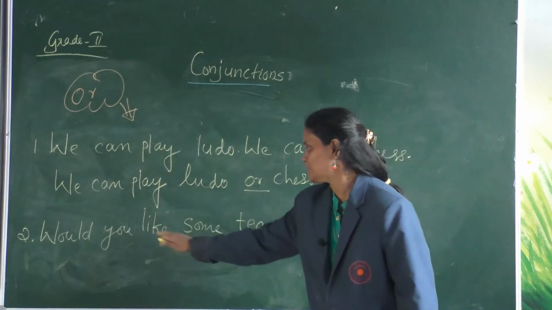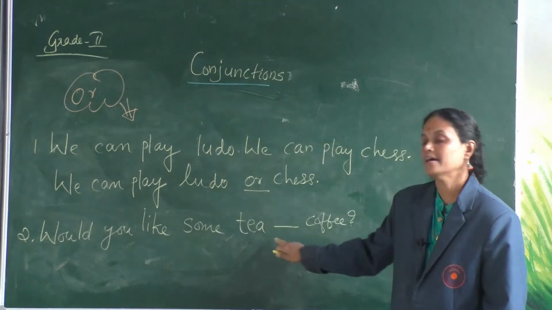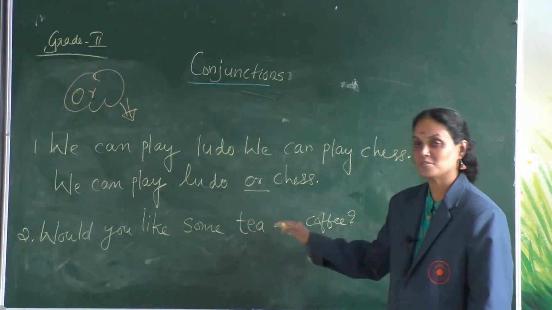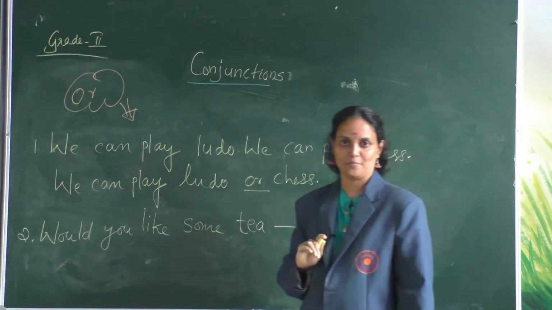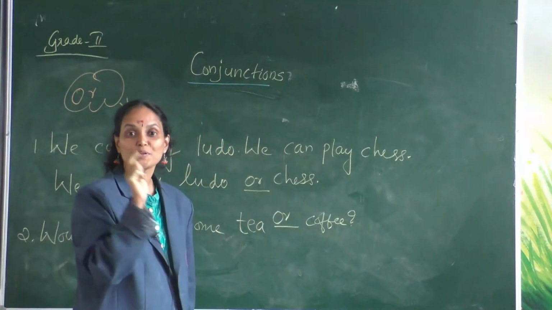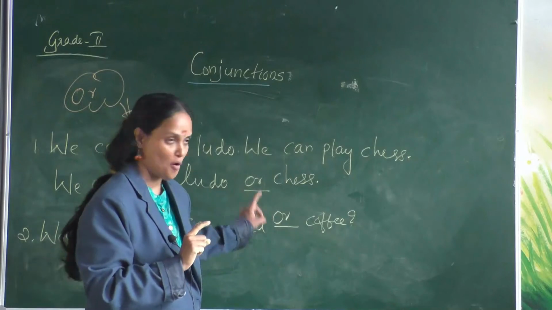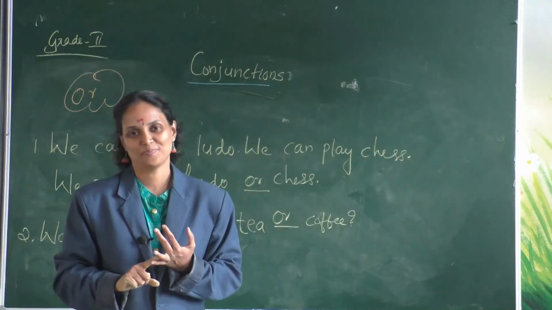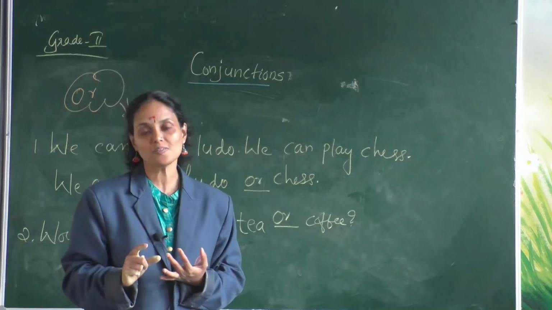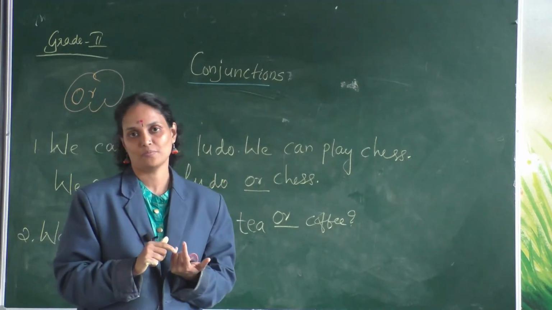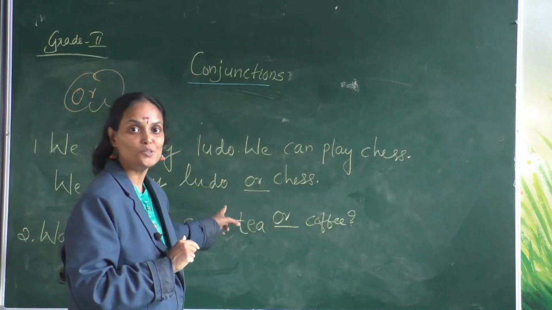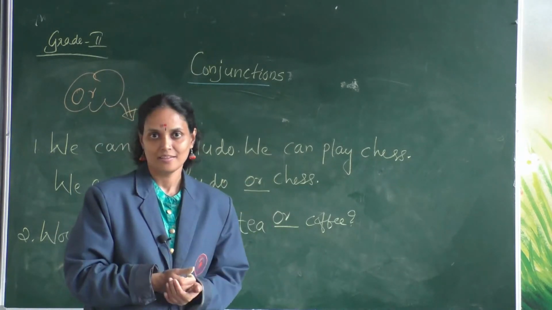Okay. Second one. Would you like some tea dash coffee? Would you like some tea or coffee? Okay, two options. You can choose whether you need a cup of coffee or a cup of tea. Correct? So, if there is an option or if there is a choice, we use the conjunction or. Some tea or coffee. We can play Ludo or chess. Got it?